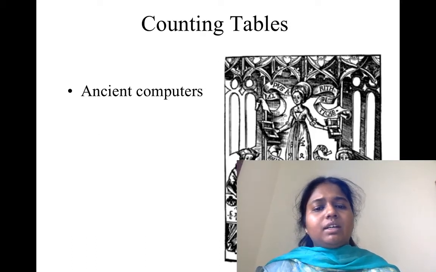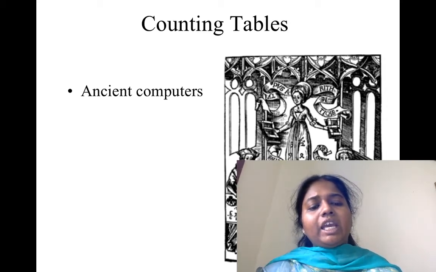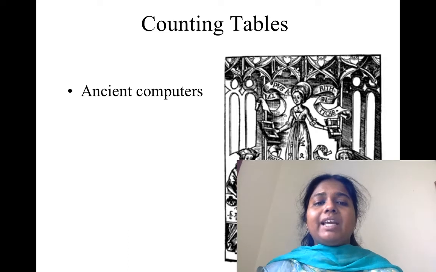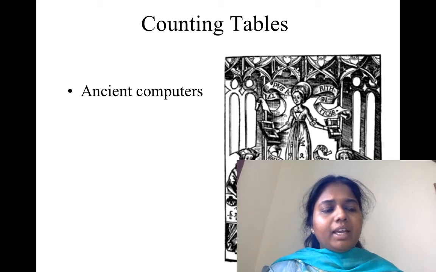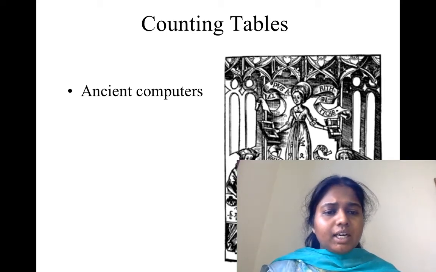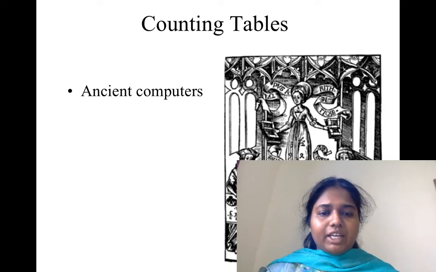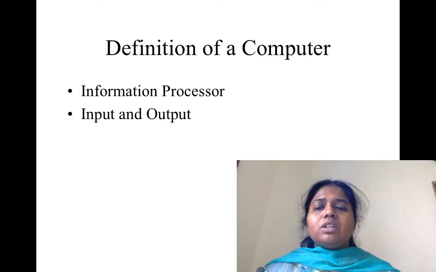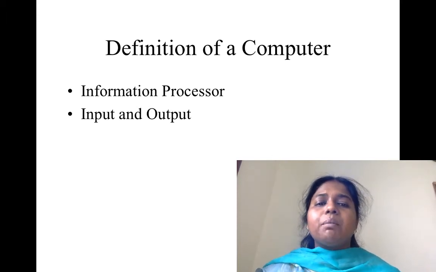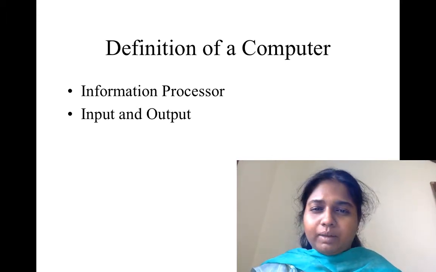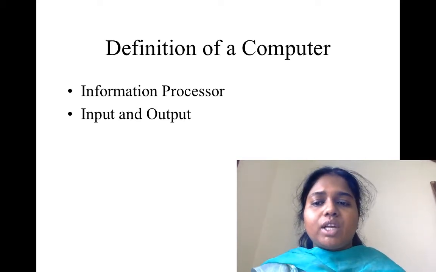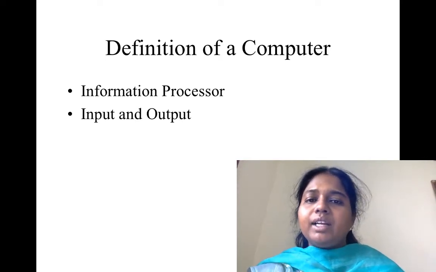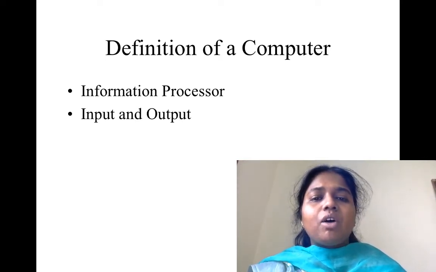Now, the first equipment like a computer was a counting table. That's the ancient form of a computer. And here you see that these are more like abacus kind of instruments that were used. From the counting tables, the computer became an equipment. When the computer became an equipment, the definition given to it was an information processor which takes some input and gives you some output. That's how people started molding the word computer.